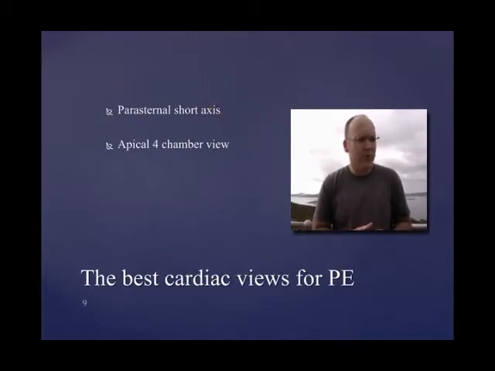Now, we always put everything together. You get all the views you can as well as you can, and from that you make your assessment. But I think the parasternal short axis, where you get that round view of the left ventricle, is a particularly useful one, and the other one that's particularly useful is the apical four-chamber. But always still try and get your subcostal view and your parasternal long axis.